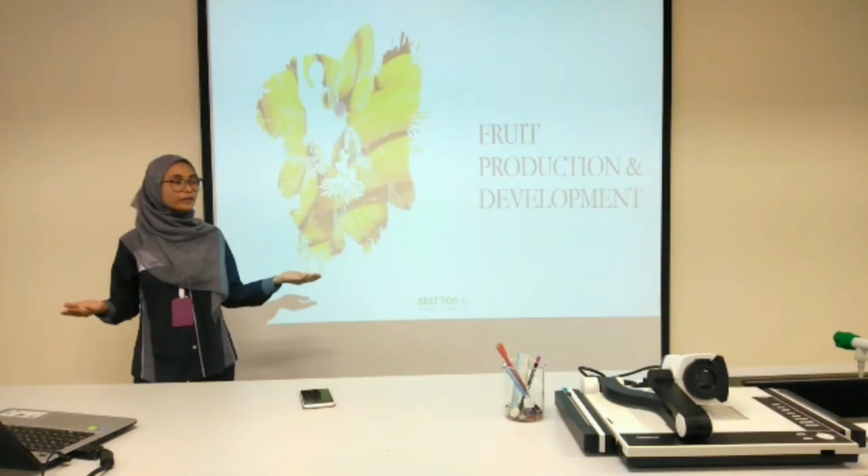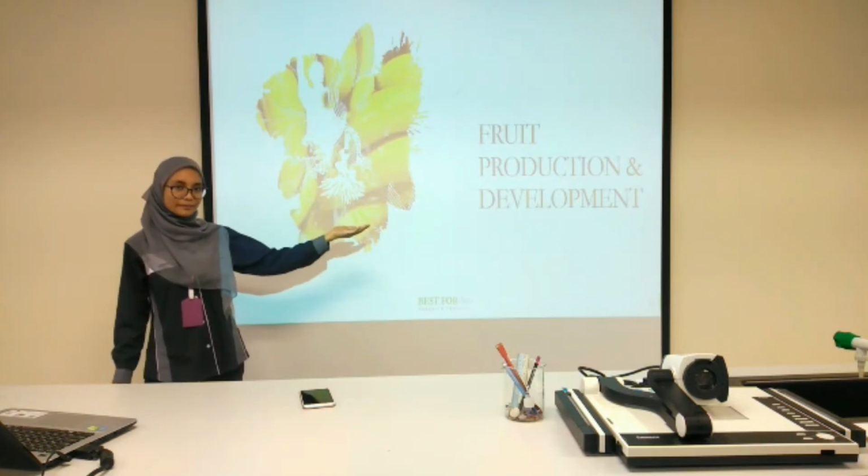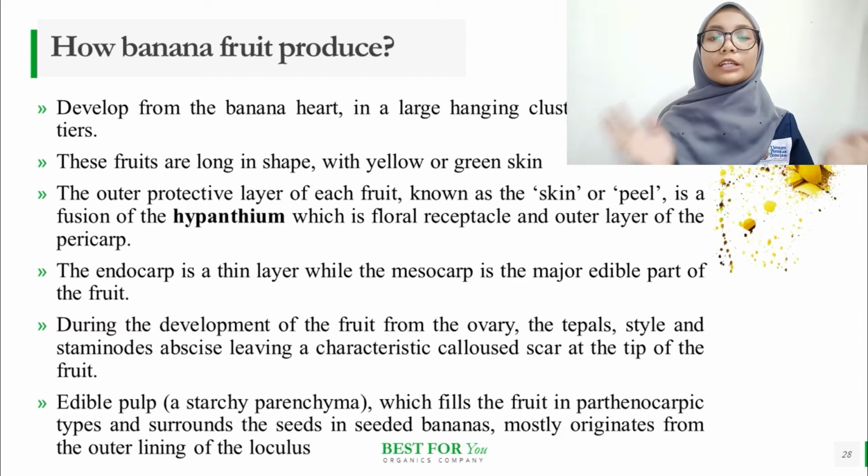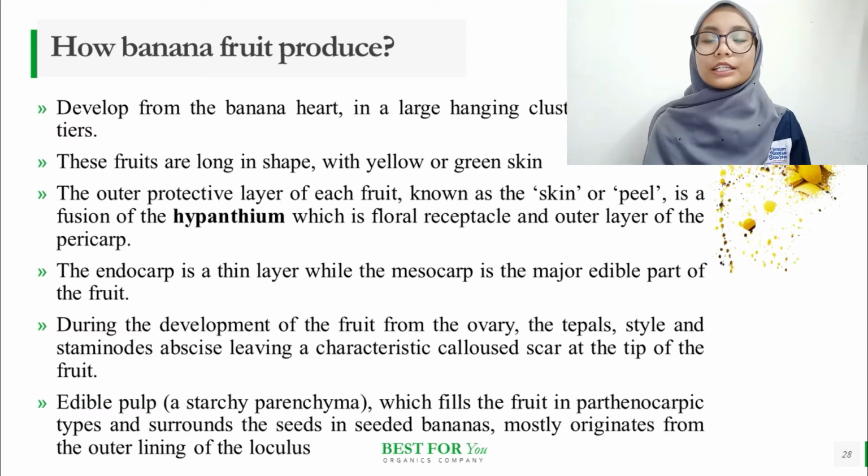Last but not least, we're going to talk about fruit production and its development. Okay, how are banana fruits produced? Banana fruit develops from the banana heart in a large hanging cluster made up of tiers. These fruits are long in shape with yellow and green skin, like we all know. The outer protective layer of each fruit is known as the skin or peel. It is a fusion of the hypanthium, which is the floral receptacle, and the outer layer of the pericarp. The endocarp is a thin layer, while the mesocarp is the major edible part of the fruit.